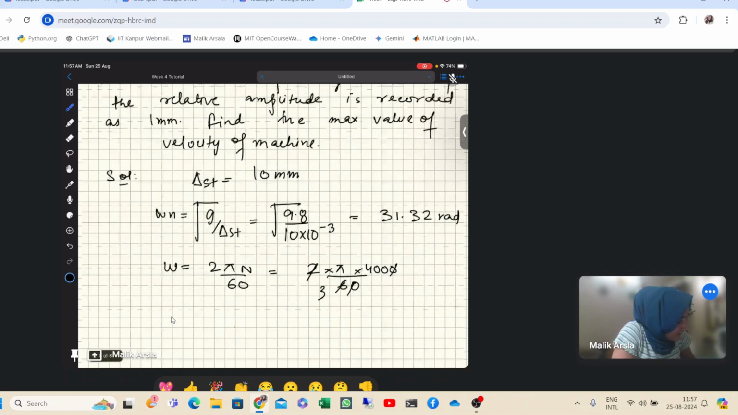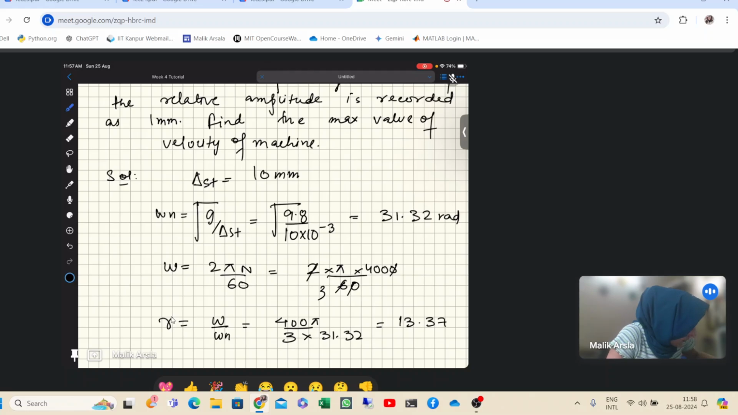Now R value is equal to what? Omega upon omega n. So omega will be 400 pi by 3 and omega n is 31.32. Now when you evaluate this, you can check once, but I have calculated it, so it is 13.37.